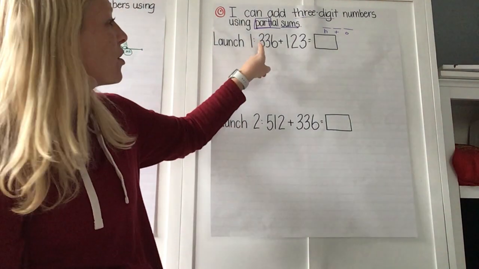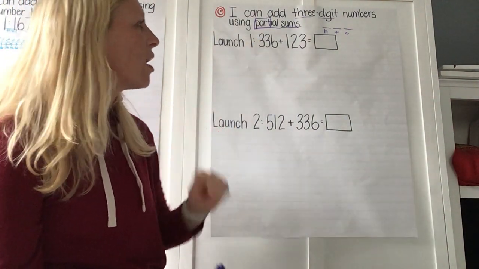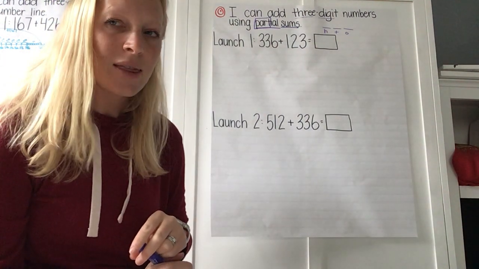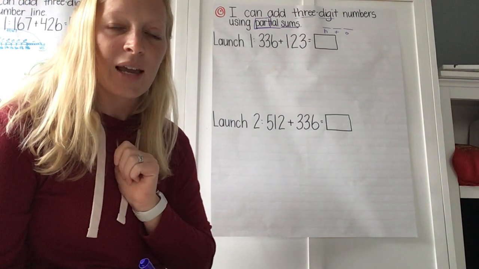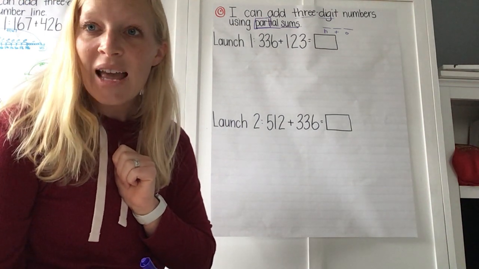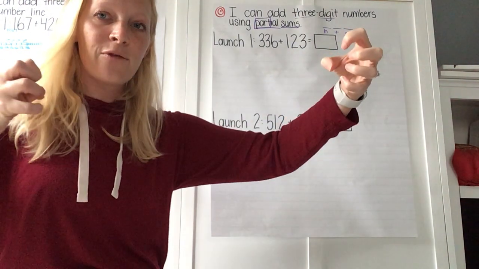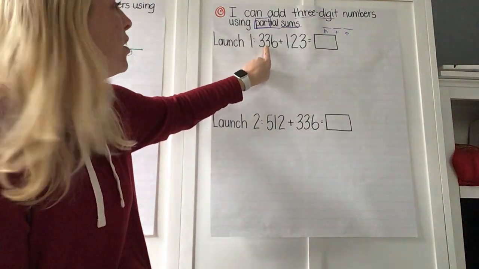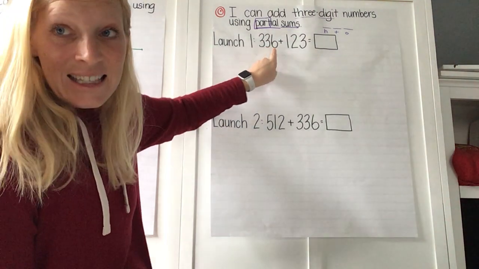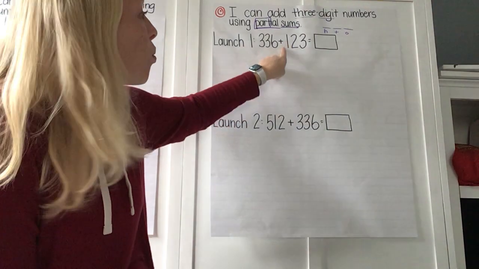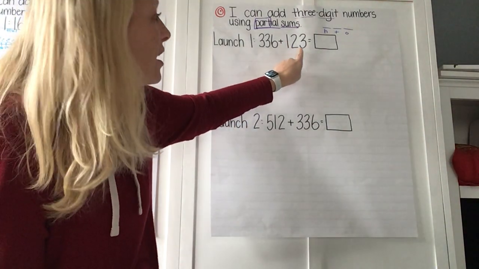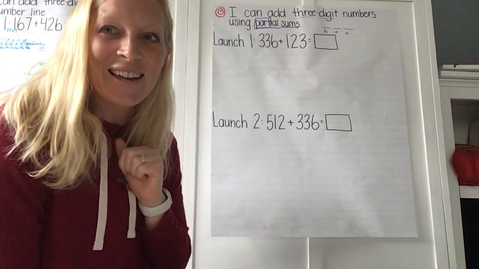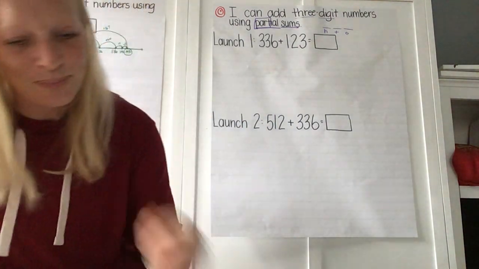Partial sums, 336 plus 123. How might you solve that? Try to think if you're just using those numbers and you're thinking about that expanded form. Think of 336 as 330 and 6. Think of 123 as 120 and 3. Go ahead and start solving, and then we're going to come together and share these partial sums.